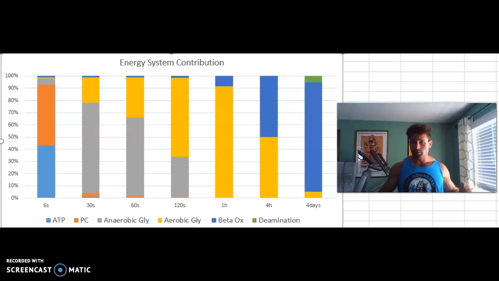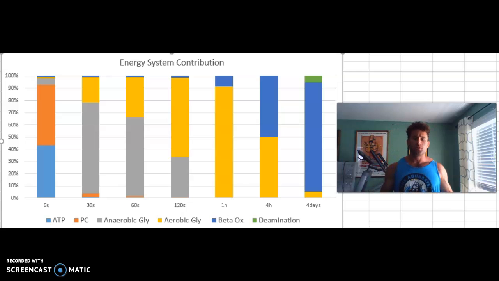So we're talking about a maximal 30 second sprint. This is a Wingate bike test. This could be just trying to cover as much distance as you can through sprinting. You're going to be getting the vast majority of this energy production from anaerobic glycolysis. Now we're getting a lot more contribution from aerobic glycolysis, along with that ATP PCr, which is still useful, but it's not going to last as long.